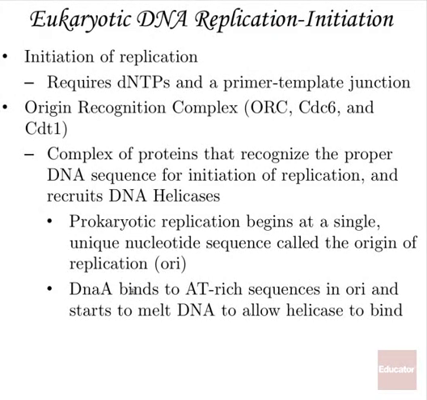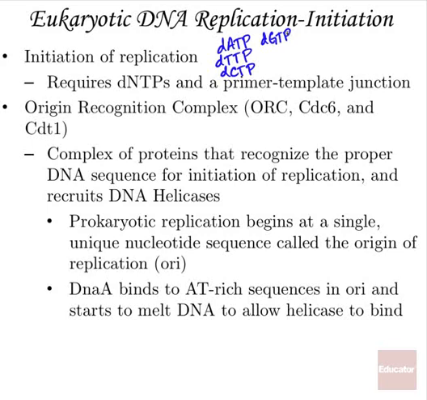So to talk about DNA replication, we have to start somewhere. So why not start with initiation? Well, initiation of replication requires dNTPs. Now, dNTPs are deoxynucleoside triphosphates. So this just means it's your dATP, dTTP, dCTP, and dGTP. Right? And what this slide says is that not only do we have to have those nucleotides, but we have to have a primer template junction.